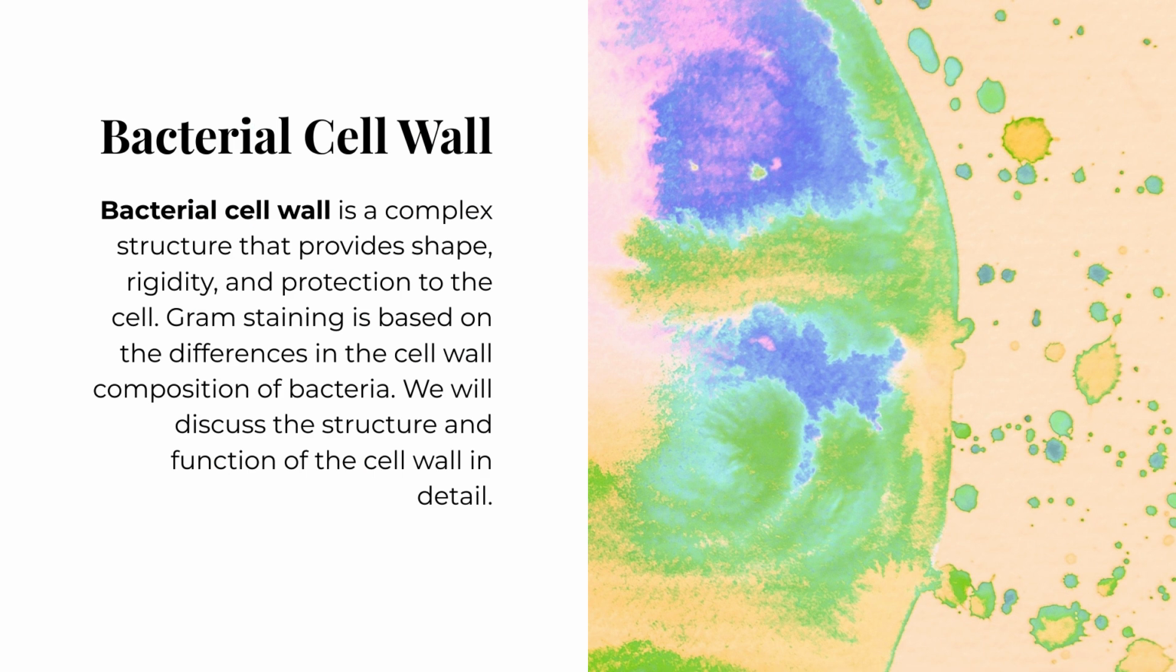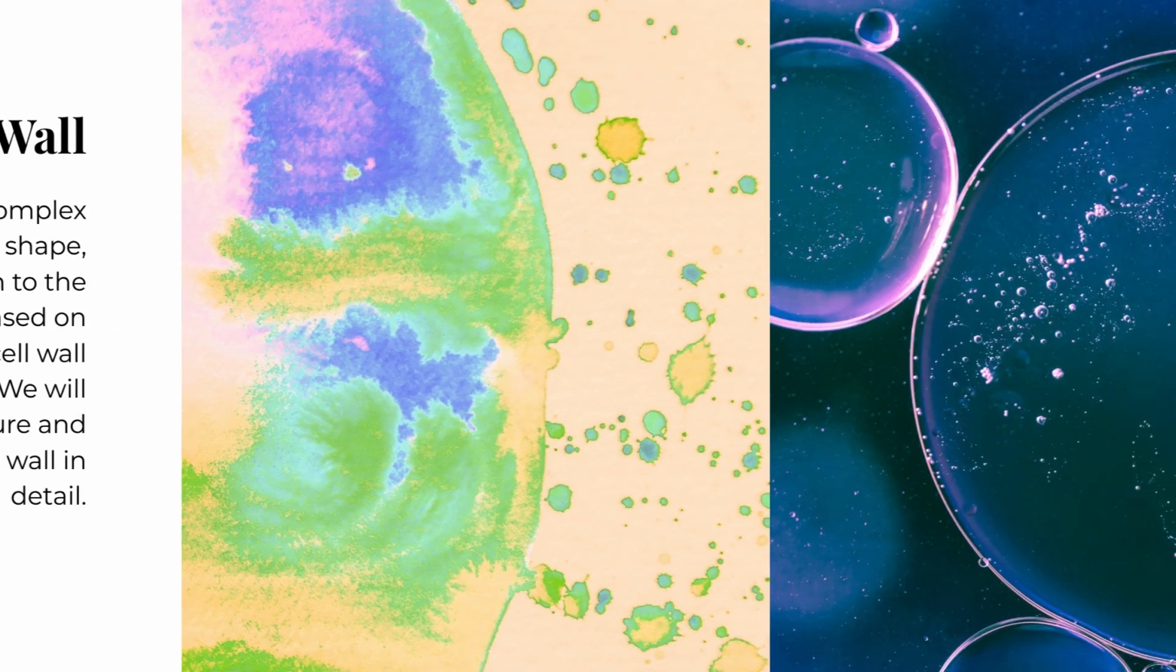Bacterial cell wall. The bacterial cell wall is a complex structure that provides shape, rigidity, and protection to the cell. Gram staining is based on the differences in the cell wall composition of bacteria. We will discuss the structure and function of the cell wall in detail.